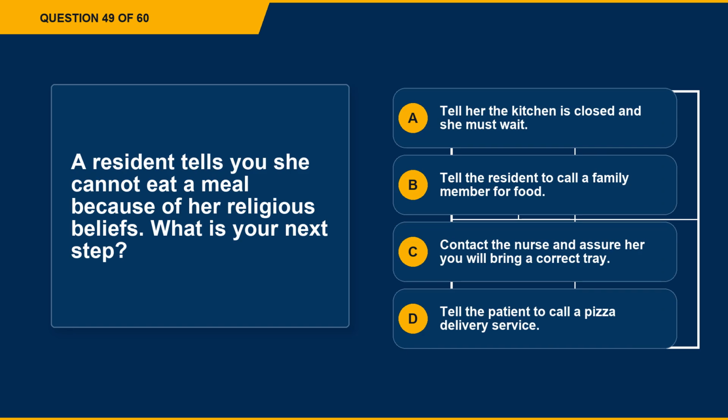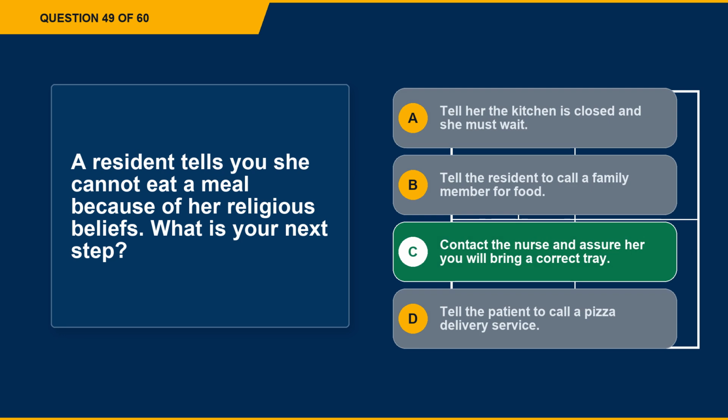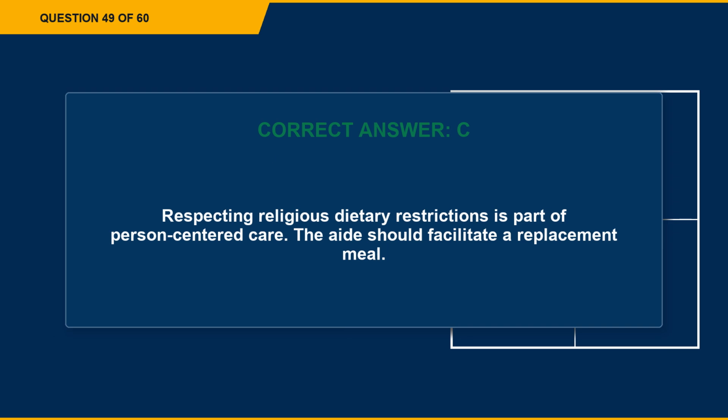Question 49. A resident tells you she cannot eat a meal because of her religious beliefs. What is your next step? Option A, tell her the kitchen is closed and she must wait. Option B, tell the resident to call a family member for food. Option C, contact the nurse and assure her you will bring a correct tray. Option D, tell the patient to call a pizza delivery service. The correct answer is option C, contact the nurse and assure her you will bring a correct tray. Explanation: respecting religious dietary restrictions is part of person-centered care. The aide should facilitate a replacement meal.